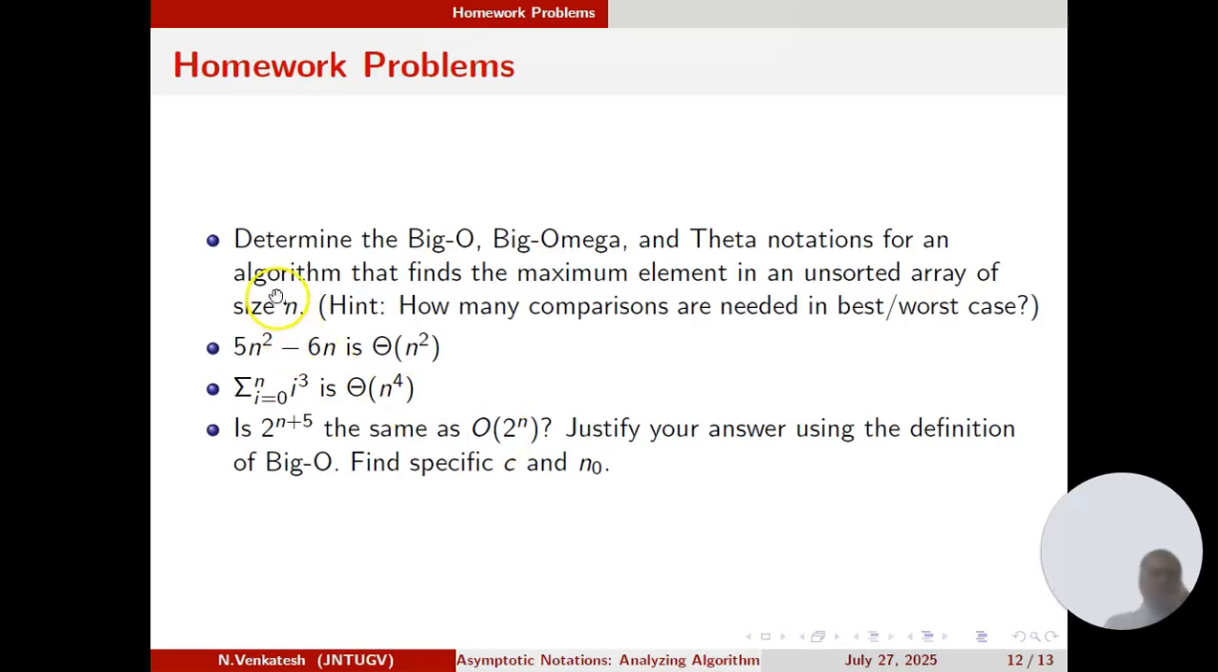Okay, and the homework problems are: find the maximum element in an unsorted array of size n. Use the notations BigOh, BigOmega and Theta to find the number of comparisons. Similarly, prove that 5n square minus 6n is theta of n square. Similarly, sigma i equals 0 to n, i cube is theta of n to the power 4. Similarly, is 2 power n plus 5 the same as BigOh of 2 power n?